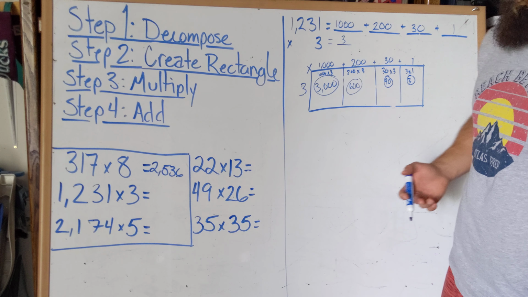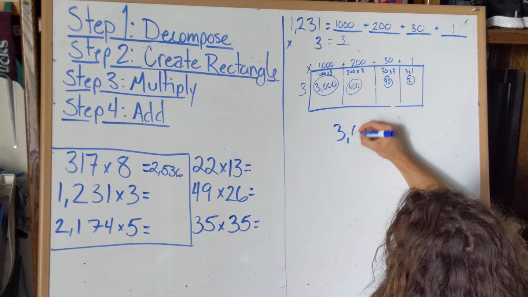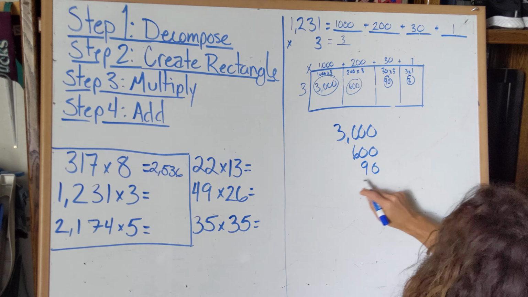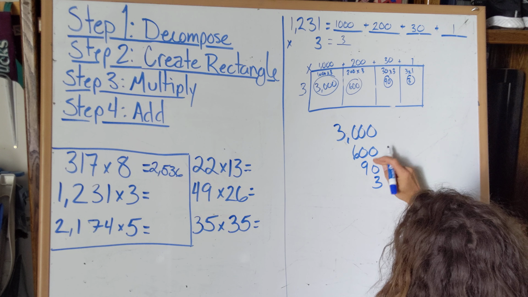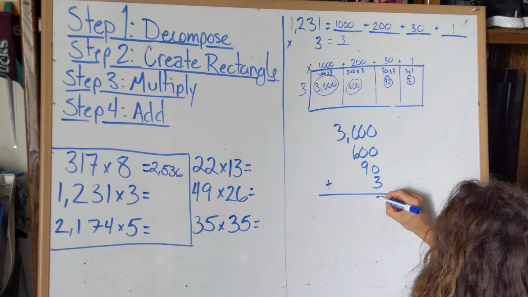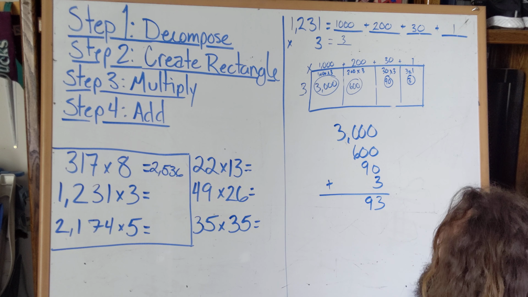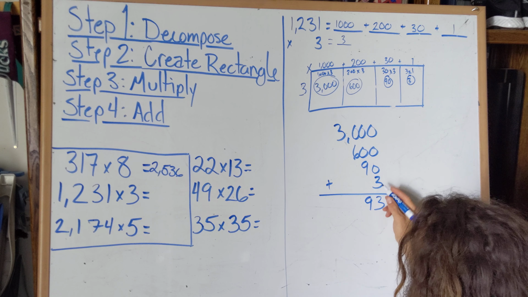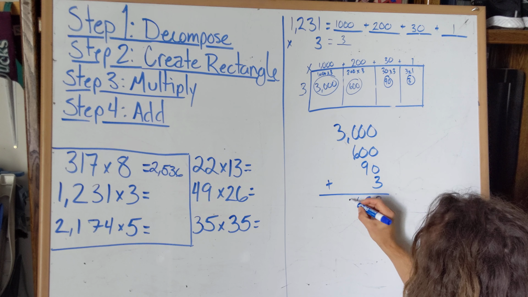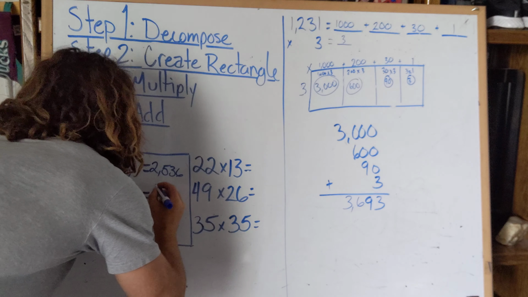And my step 4 is to add. So I'm going to line all of these up. I have 3,000 plus 600 plus 90, lining up my place values, plus 3. Add those up. 0 plus 0 plus 0 plus 3 gives me 3. 0 plus 0 plus 9 gives me 9. 0 plus 6 gives me 6, and 3 plus nothing is 3. So my answer here is 3,693.